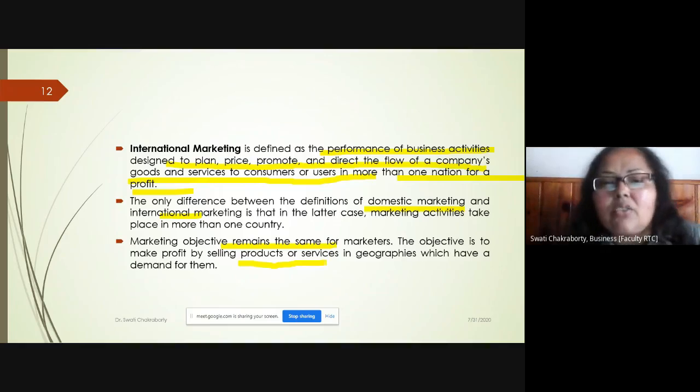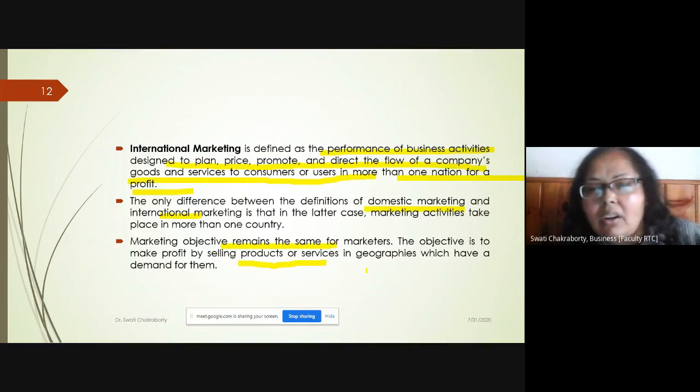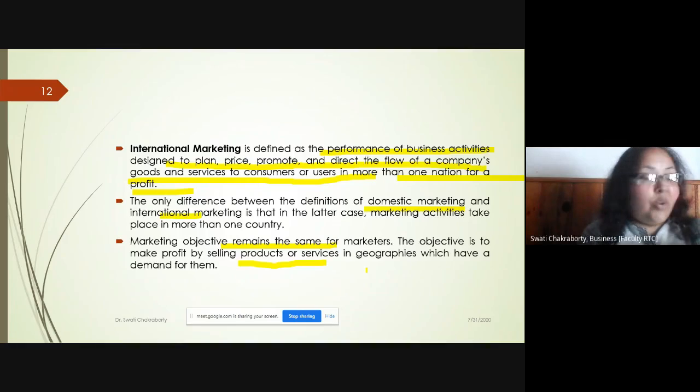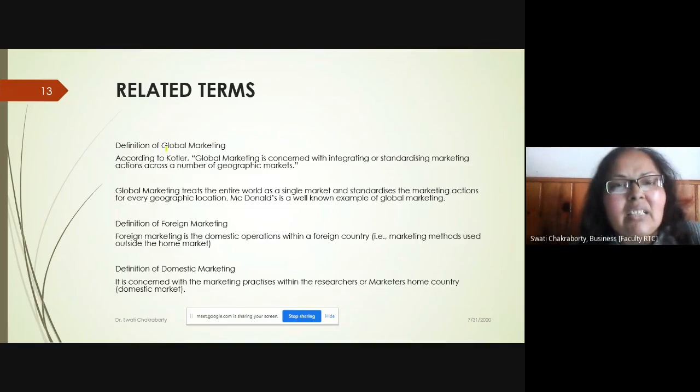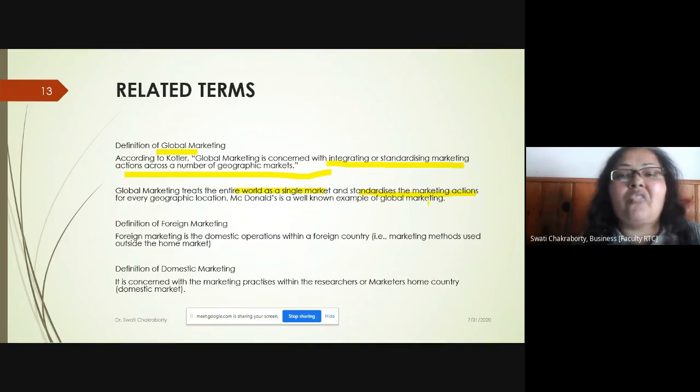And that could be within the country or outside the country, with products which have a demand. So some of the related terms that we have in this unit is global marketing. Global marketing is concerned with integrated or standardized marketing actions across a number of geographical markets, where it treats the entire world as a single market and comes up with standardization of marketing actions, standardization of products. You create benchmarks. The example is McDonald's.